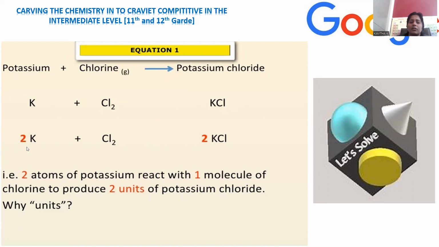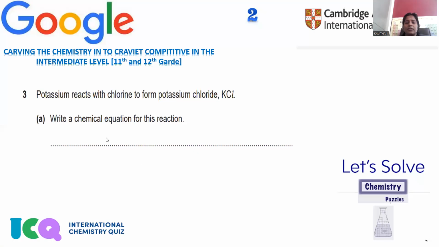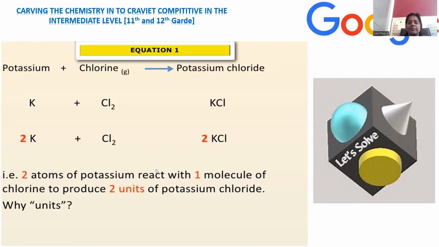Put 2 as a coefficient in front of potassium, and chlorine will be there, and we will get 2 moles of potassium chloride. The entire thing is perfectly balanced: 2 potassium, 2 chlorines, 2 potassium, 2 chlorines. This is the way we can see it, so this is called the balanced equation. What they are asking for is to write a chemical equation for potassium reacting with chlorine to give KCl, potassium chloride. So the second one is the balanced equation.